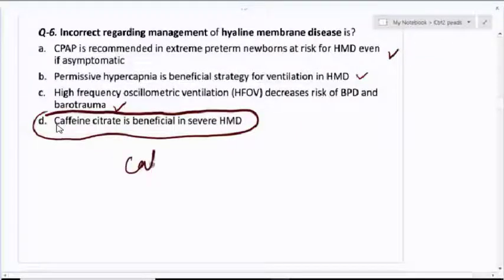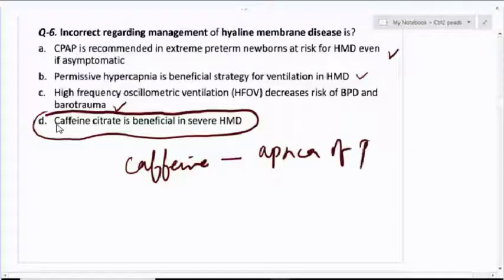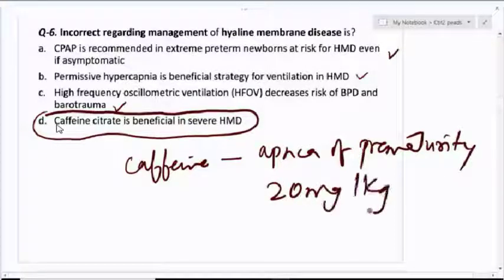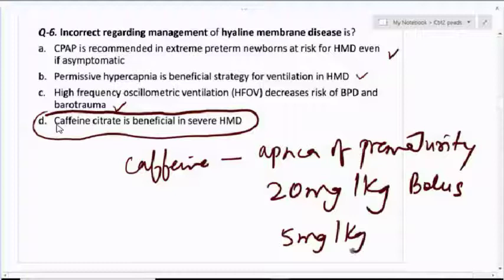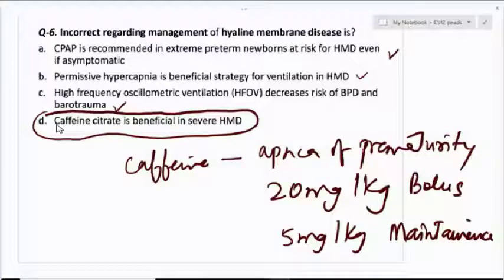Caffeine is basically the drug of choice for apnea of prematurity. We give a bolus of caffeine around 20 milligrams per kg, followed by a maintenance dose, which is 5 milligrams per kg. So caffeine is basically to prevent further episodes of apnea in preterms. For apnea of prematurity, we give caffeine.